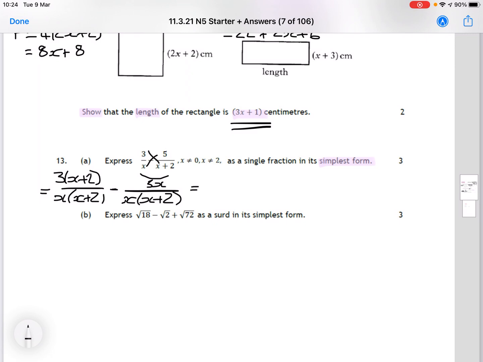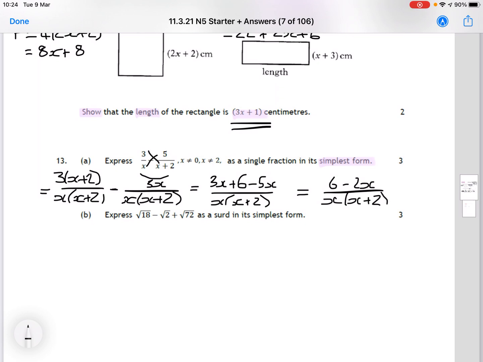Now we can do the subtract. We can put this into one fraction. So x bracket x plus 2 on the bottom. If we take this bracket out on the top left, we've got 3x plus 6 minus that 5x. Now we can simplify this down. 3x minus 5x is minus 2x. So 6 minus 2x, or you can write minus 2x plus 6. It doesn't matter which way round. And then your bottom will be x bracket x plus 2.